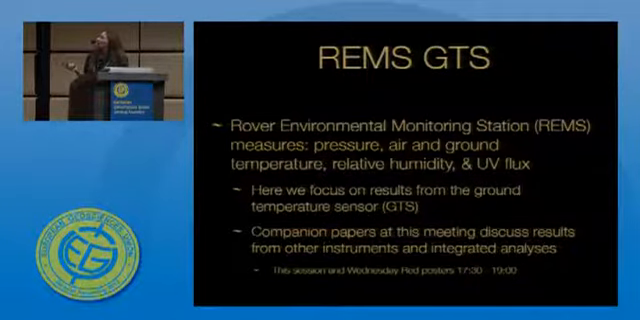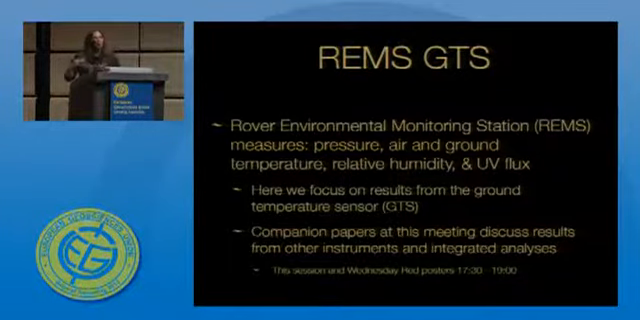So the Rover Environmental Monitoring Station, or REMS, is a suite designed to do atmospheric measurements primarily by measuring pressure, air and ground temperature, relative humidity, and UV flux. Here I'm focusing on the ground temperature sensor results. In the previous talk, you saw the configuration, the fact that REMS is kind of a distributed suite of instruments. We're on the boom 1. It points just behind the right-hand side of the rover, and I'll have some images in a moment that'll show you where it's looking on the surface.